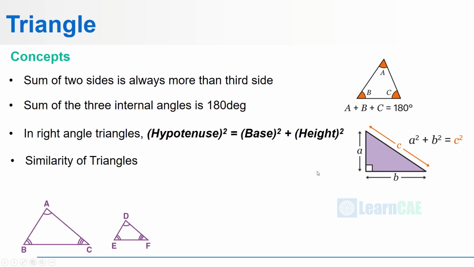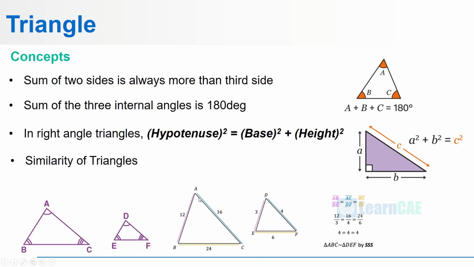And next is similarity of triangles. Two triangles are said to be similar when the shape is same. Even though the size is different, the shape is same, then it is called as similar triangles. Here we can say one triangle is scaled up or scaled down of the other triangle. In this example, we can see the two triangles are similar in shape.